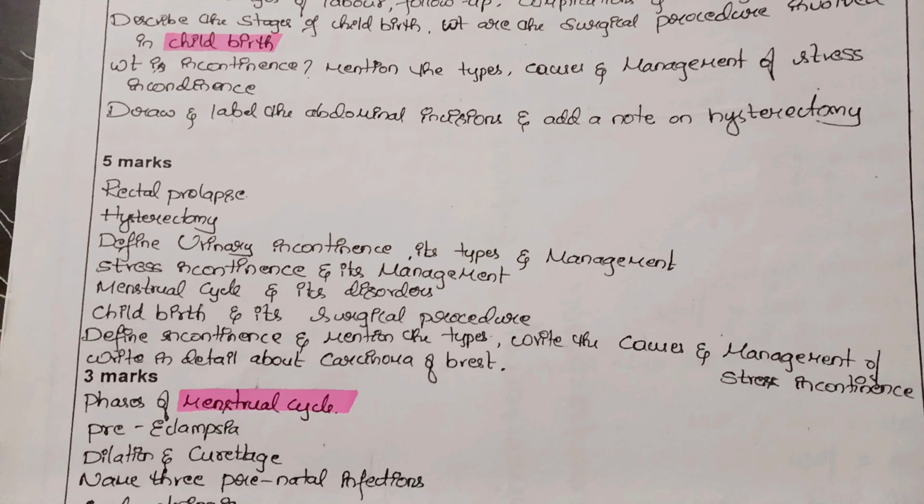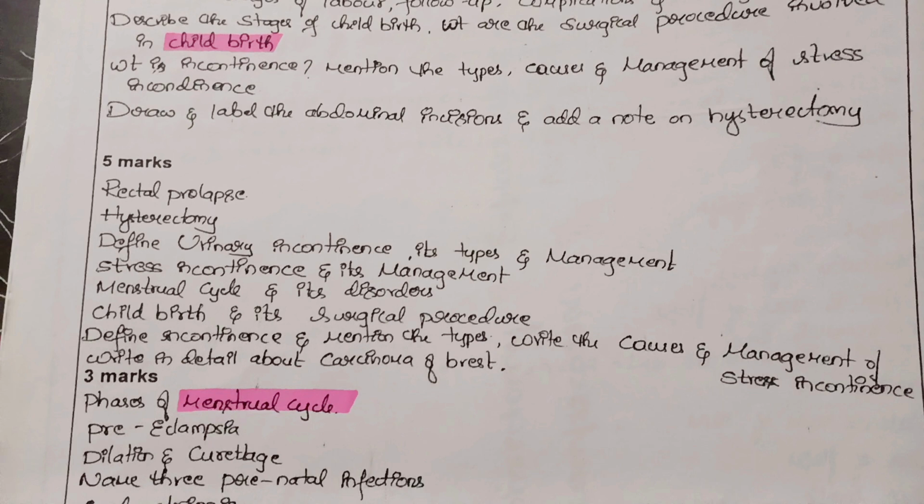Define incontinence and mention its types. What are the causes of management of stress incontinence? The last one, write in detail about carcinoma of breast. Now coming to the important 3 marks. The first one, phases of menstrual cycle. Second one, preeclampsia, dilation and curettage.